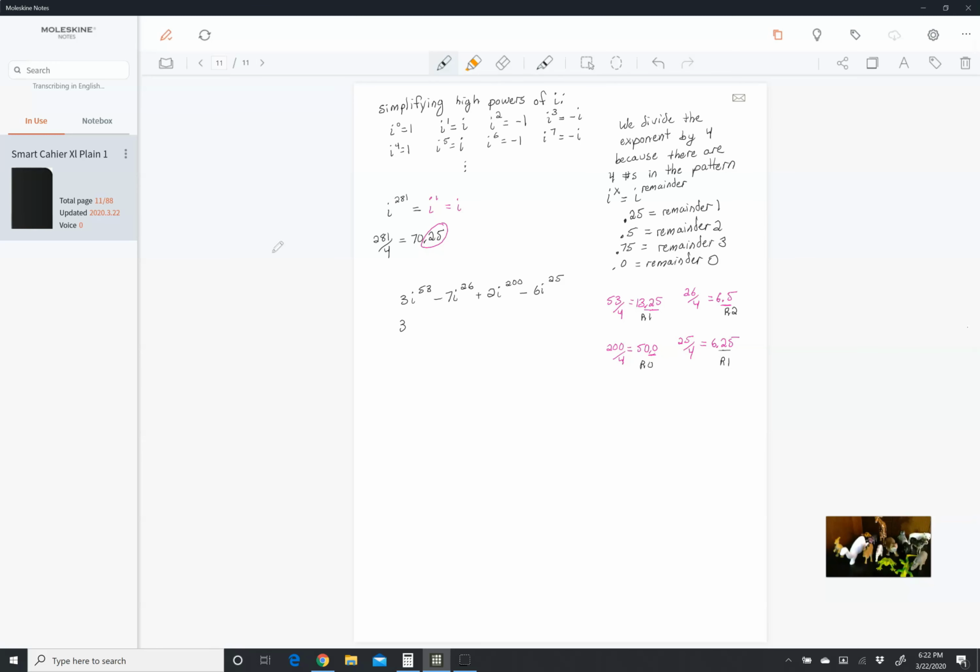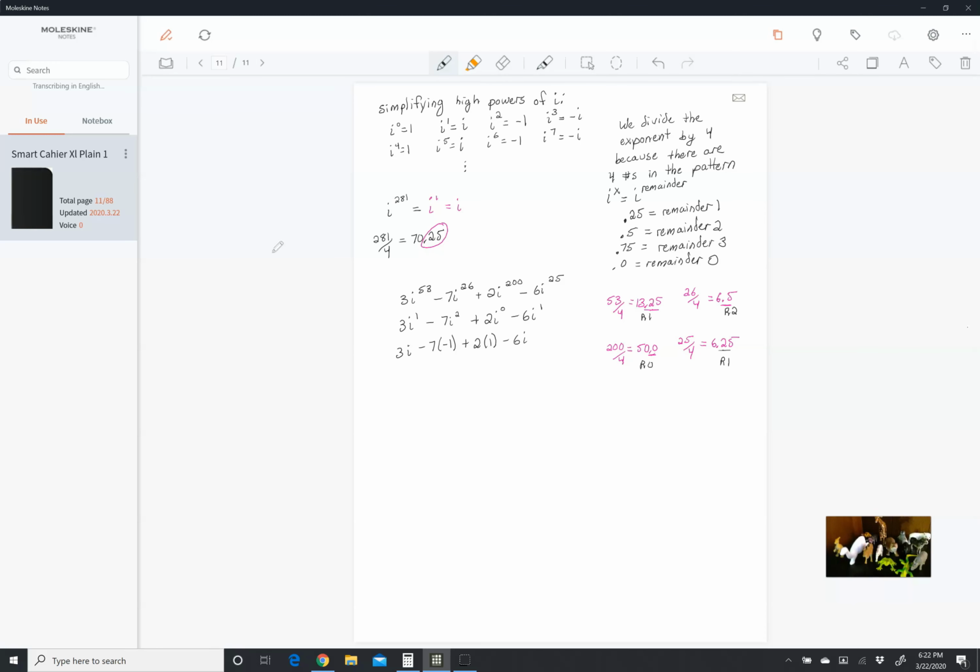So this becomes 3i to the first minus 7i to the second plus 2i to the 0, and then minus 6i to the first. Okay, now we just replace. So i to the first is i. i squared is -1. So you can skip this step, and if you turn this directly into a +7, that's fine. i to the 0 is 1. And then we have minus 6i.